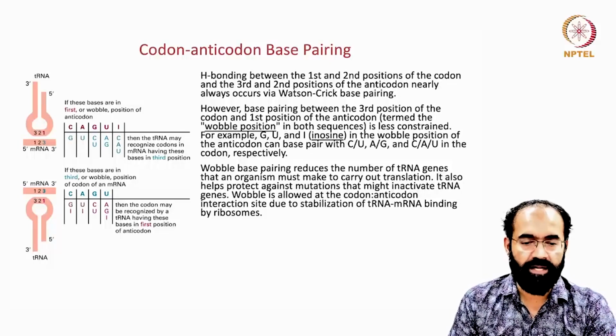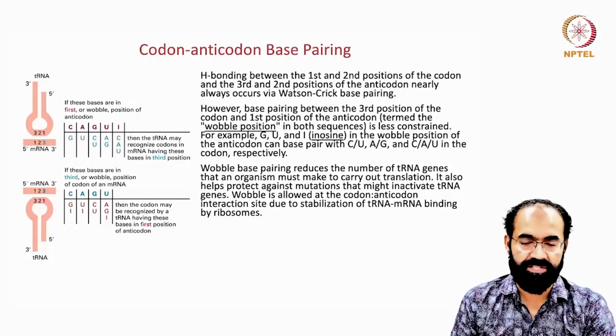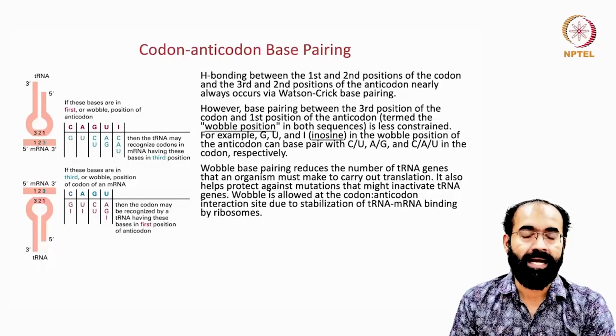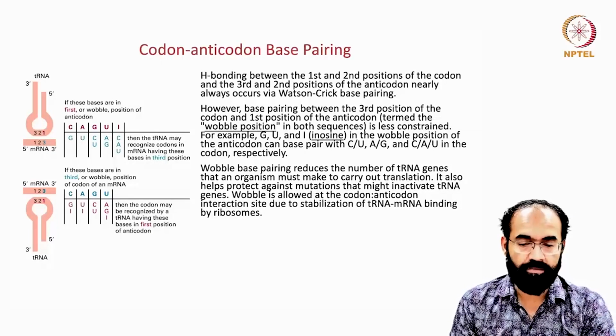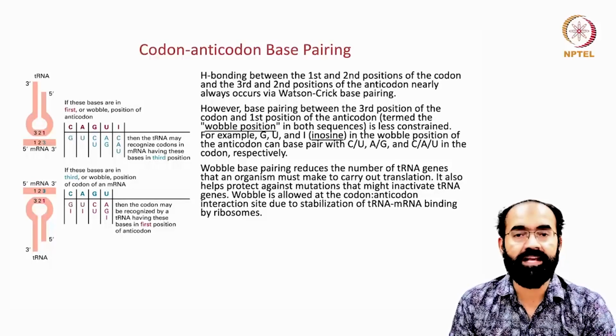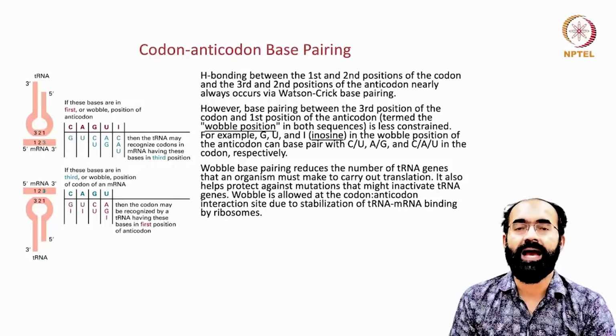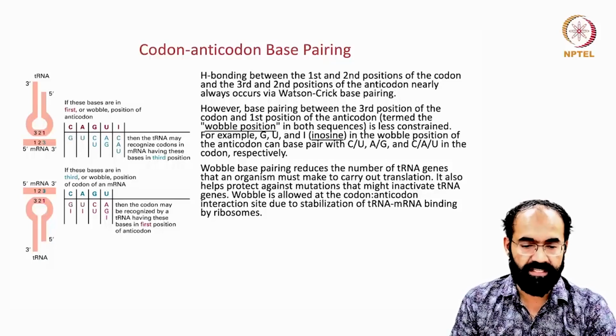So the hydrogen bonding between the first and second positions of the codon and the third and second positions of the anticodon is strong and very precise, and nearly always occurs via Watson-Crick base pairing. That means A pairing with U with a double bond and G pairing with C with a triple bond. So this is followed strictly.